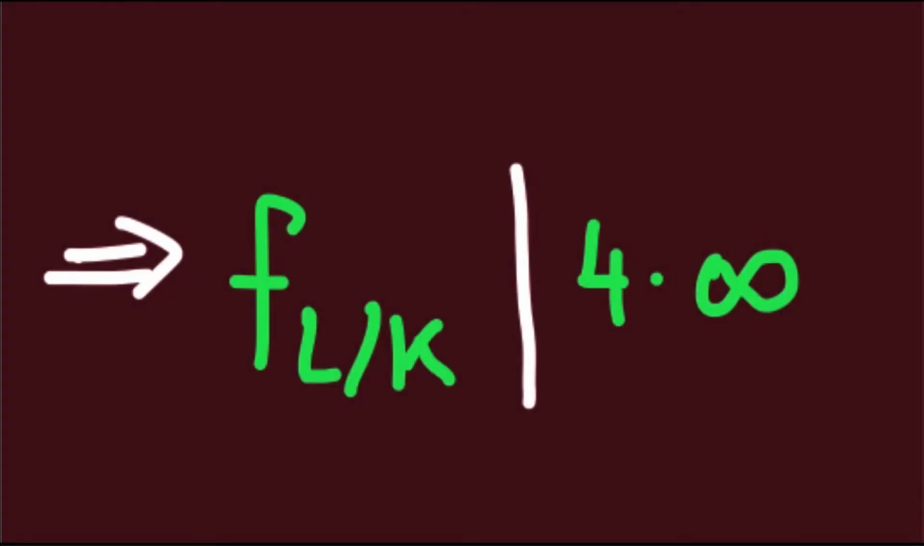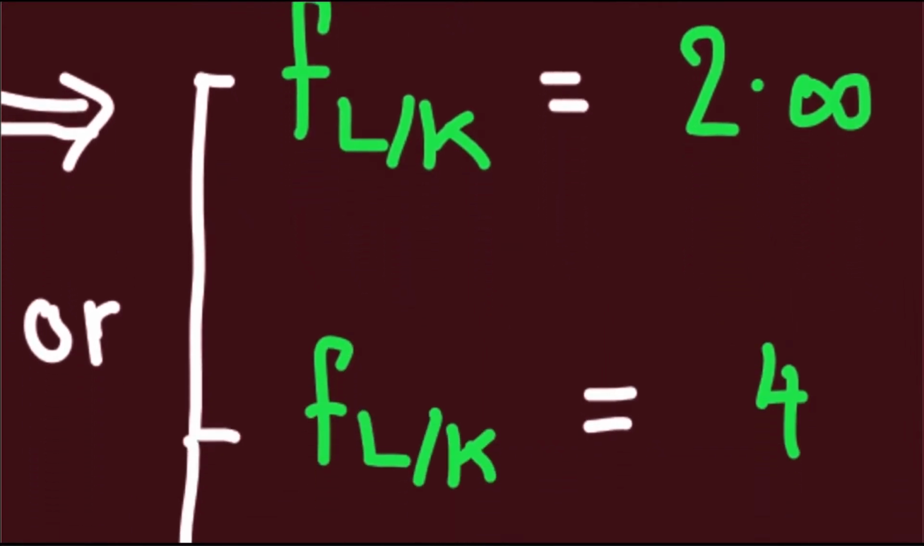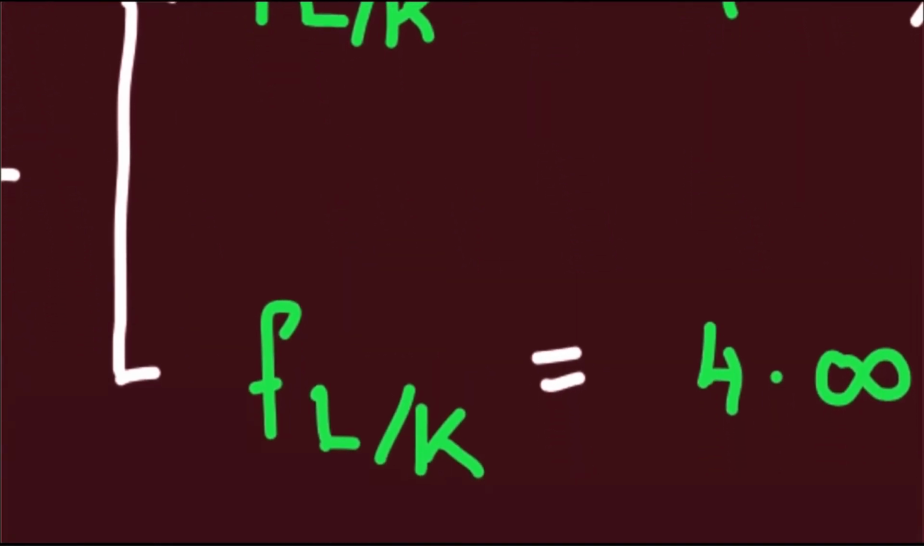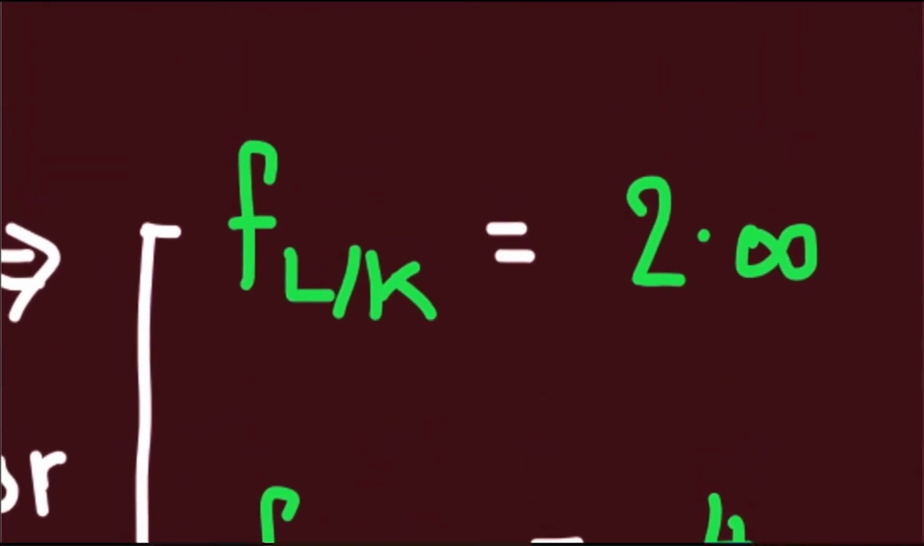So we have 3 possibilities. It could be the infinite prime alone, 2 times infinity, or 4 times infinity. So let's consider the first possibility.